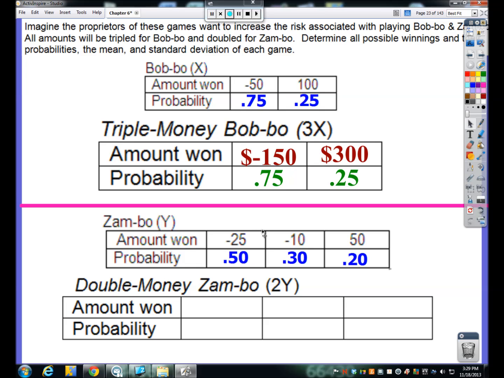And the same thing is going to be true for Zambo, except it's a double money Zambo. So instead of losing 25, we could lose up to $50 now. Instead of losing 10, we could lose up to 20. And instead of winning 50, we could win up to $100. Again, with all the same 3 probabilities of 50, 30, and 20%.